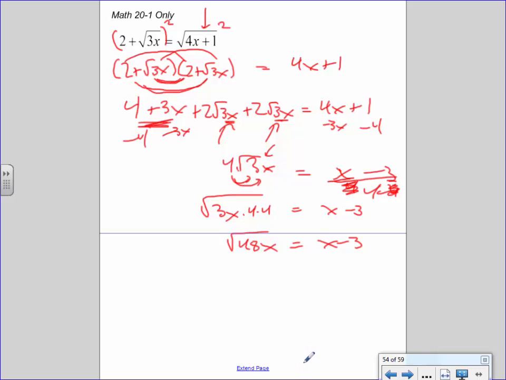Now is the opportune moment. Now square both sides. You'll get 48x. You'll get x squared minus 6x plus 9. And at this point here, now just solve like it's a quadratic. This sucks. It's actually quite hard.